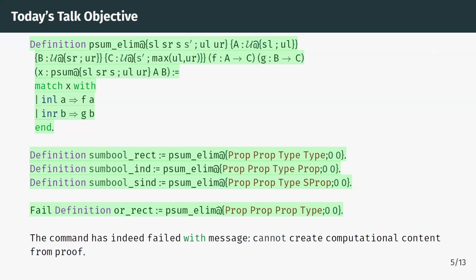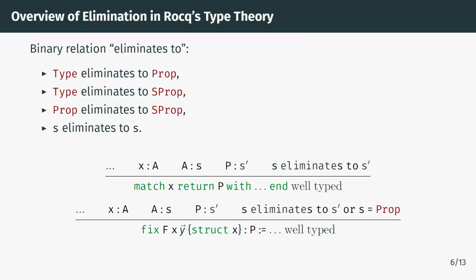Okay. But first, let me tell you a bit about the current status of Rocq's elimination system, which works with a binary relation, eliminates to. So we have that Type eliminates to Prop, Type eliminates to SProp, Prop eliminates to SProp, and finally S eliminates to S. So S can be either a ground sort, like Type, Prop, SProp, or it can also be a variable. And this binary relation is used in the two typing rules of elimination.